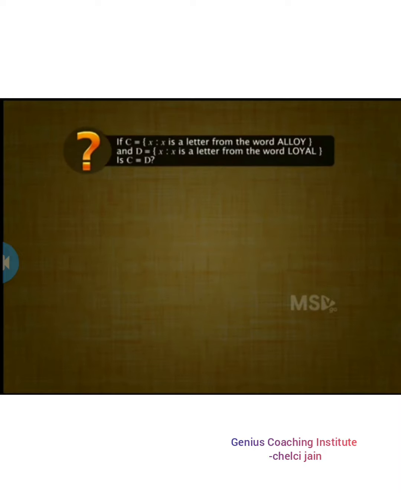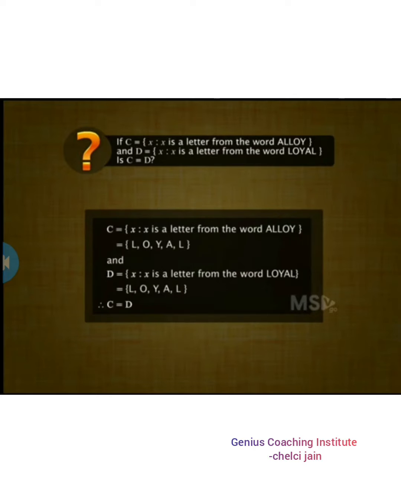Let us now check these sets. The set C is the set of letters from the word alloy, and the set D is the set of letters from the word loyal. Are the two sets equal? We can see that both these sets can be written in the roster form as {L, O, Y, A}. So, the two sets are equal.